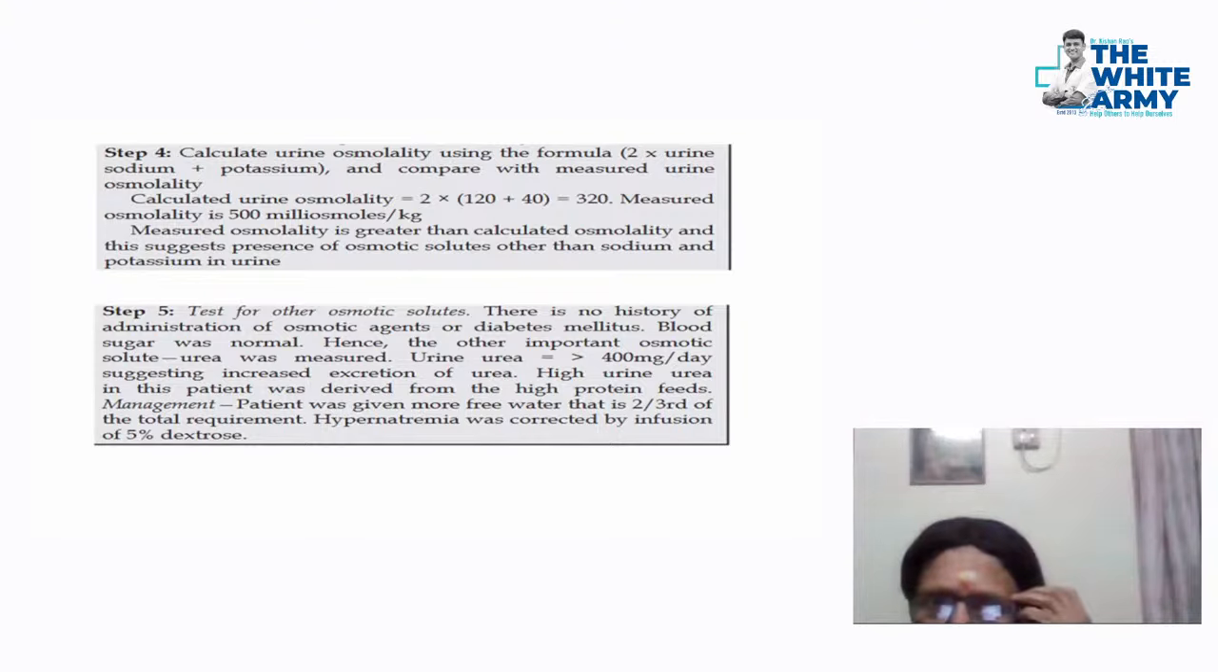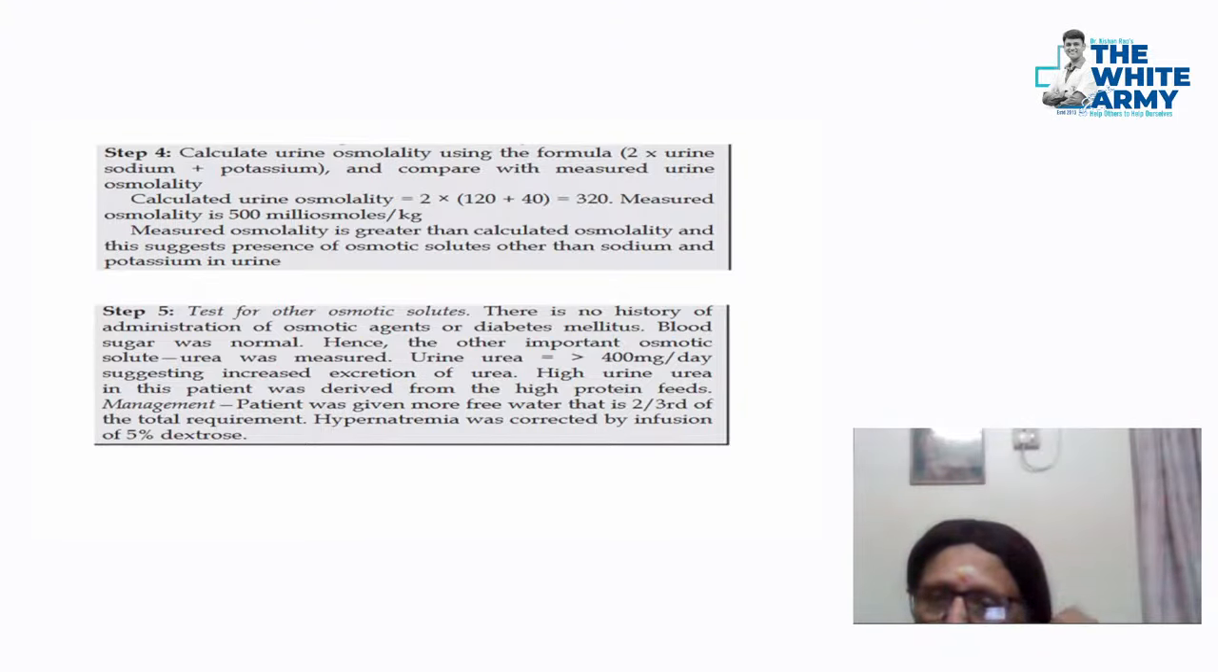So, what is the next step? Test for osmotic solutes. There is no history of administration of osmotic agents or diabetes mellitus. Blood sugar was normal. Hence, the other important osmotic solute, urea, was measured. Urine urea was 400 milligram per day, suggesting increased excretion of urea. The high urine urea in this patient was derived from the high protein feeds.